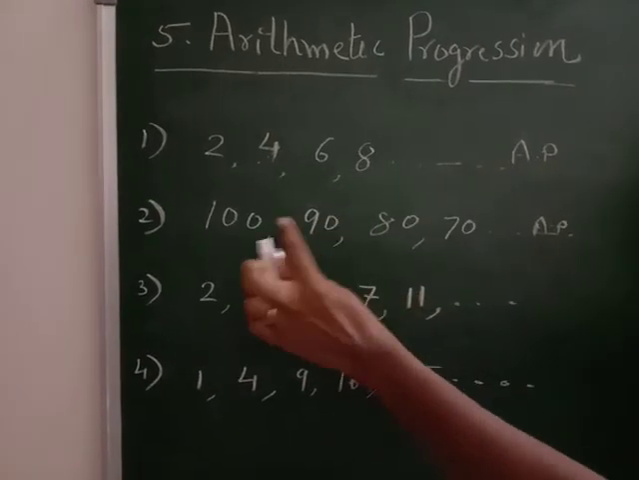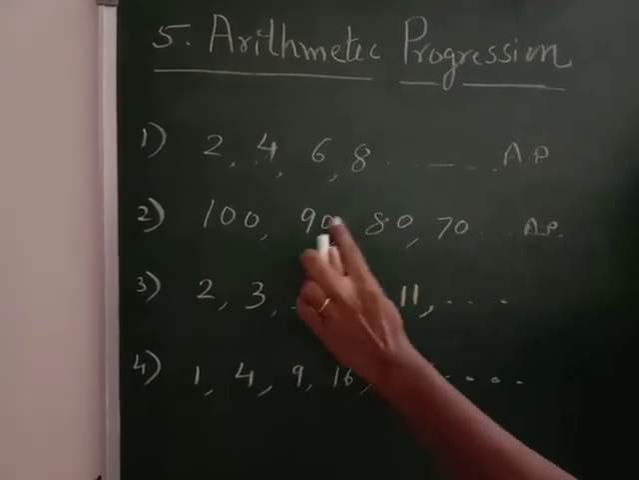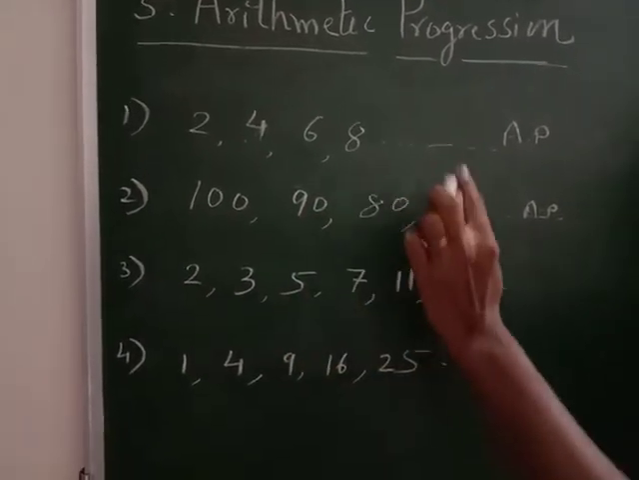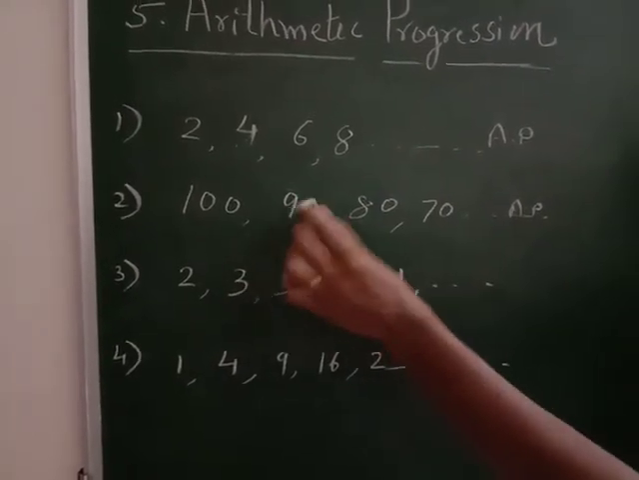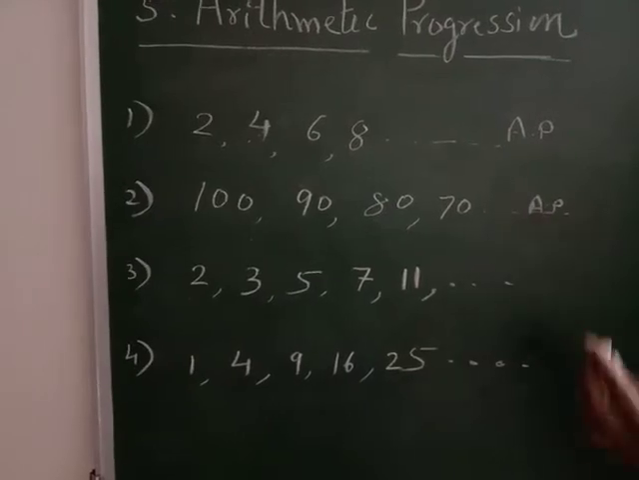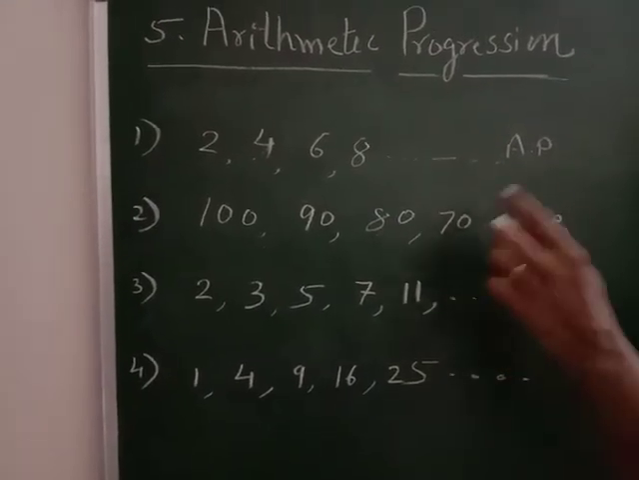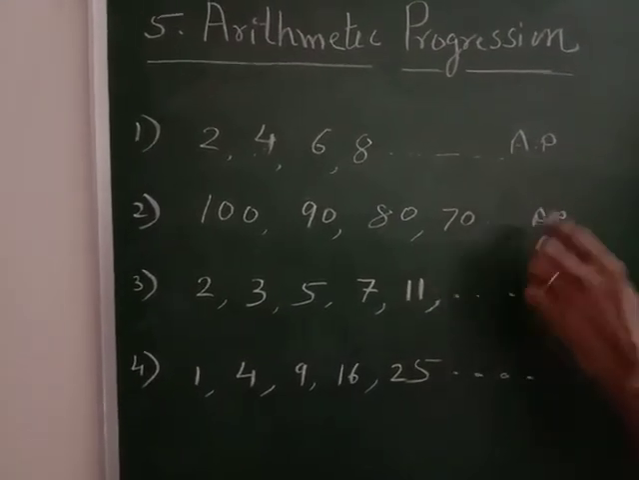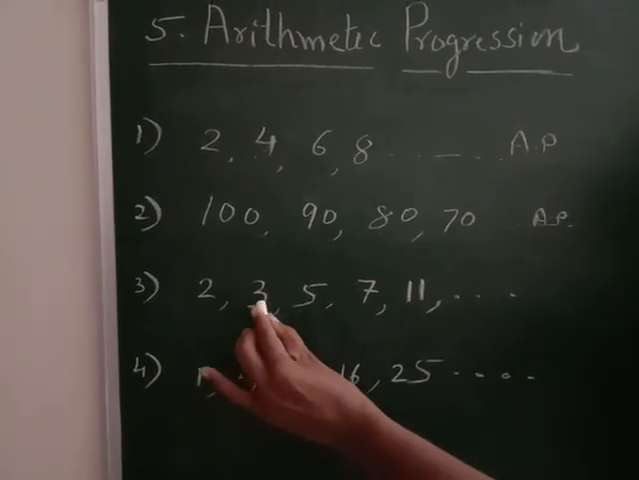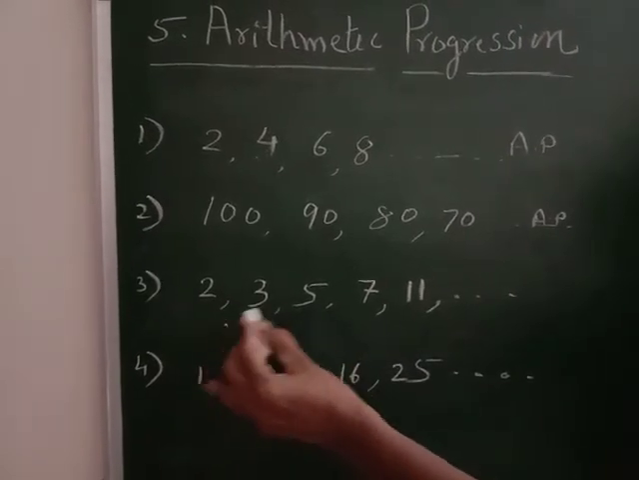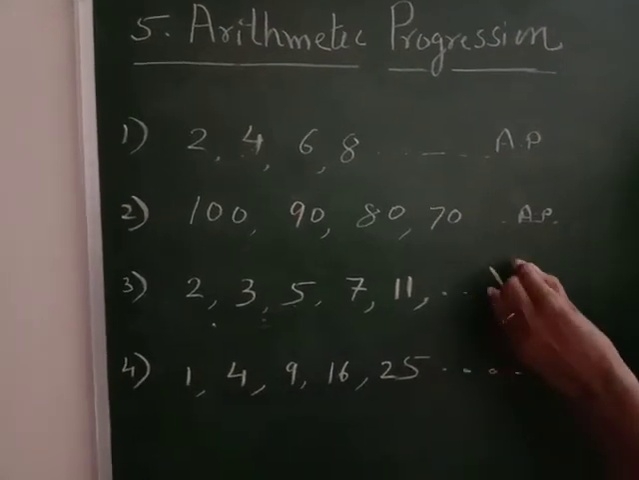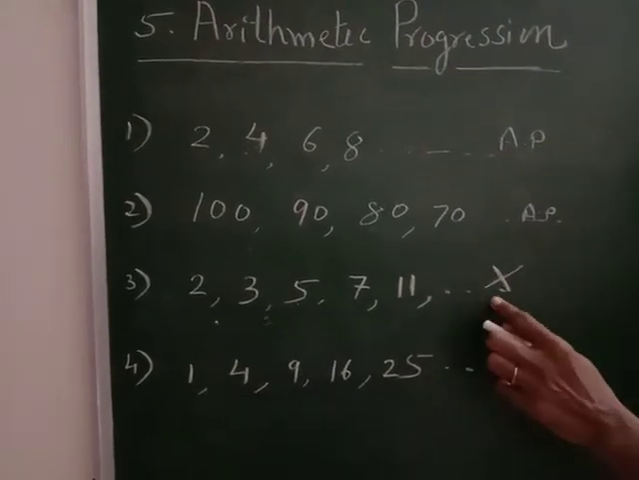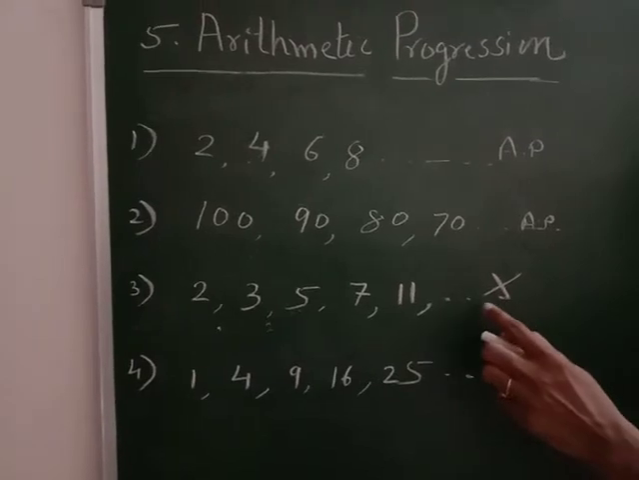Here also 90 minus 100 is minus 10, 80 minus 90 is minus 10, 70 minus 80 is also minus 10. So it is the same fixed number. So this also represents an arithmetic progression. Here you see 3 minus 2 is 1, 5 minus 3 is 2. So they are not the same. So this is not an example of an arithmetic progression.